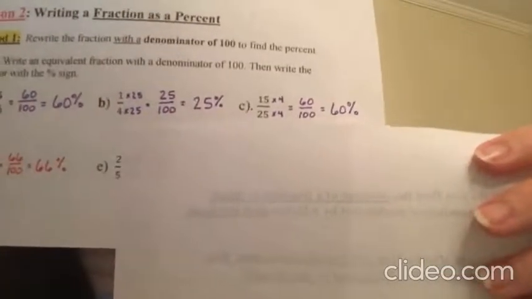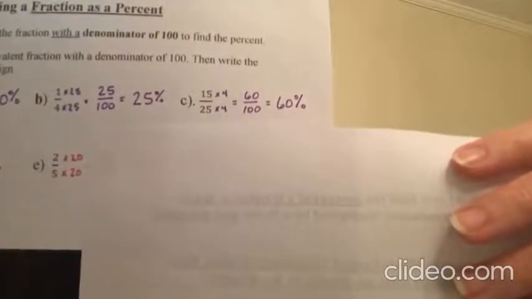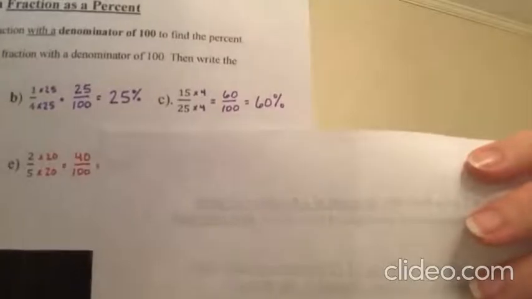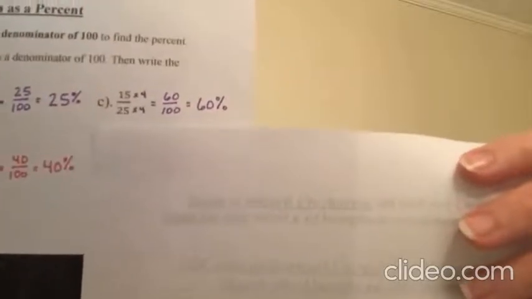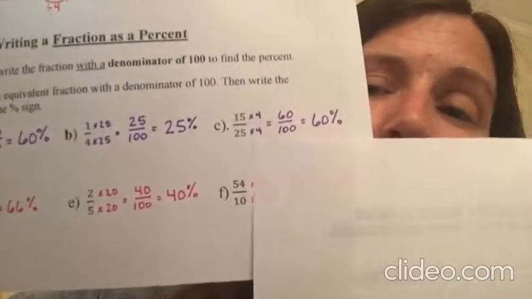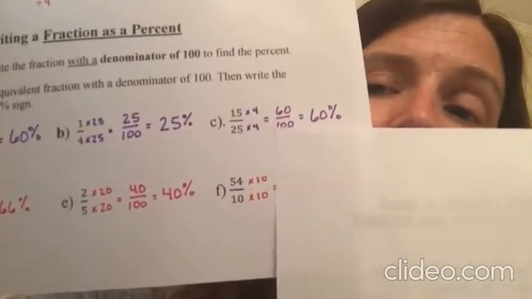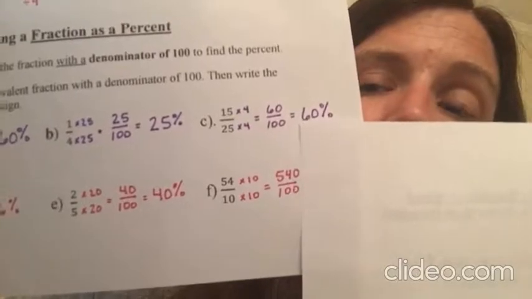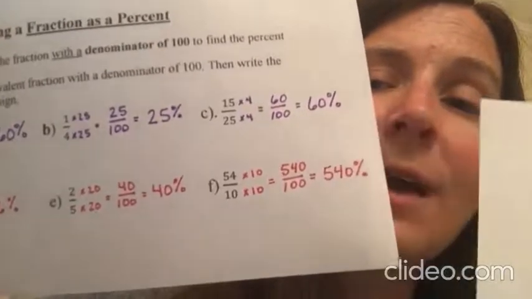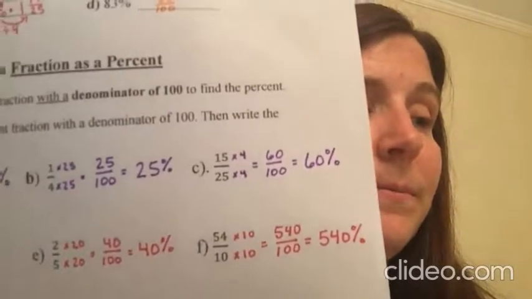Letter E, 2/5. 5 times 20 equals 100, so 2 times 20 equals 40, which means we have a percentage of 40%. And then letter F, 54 over 10. 10 times 10 equals 100. 54 times 10 equals 540. So that fraction would equal 540%. Okay.